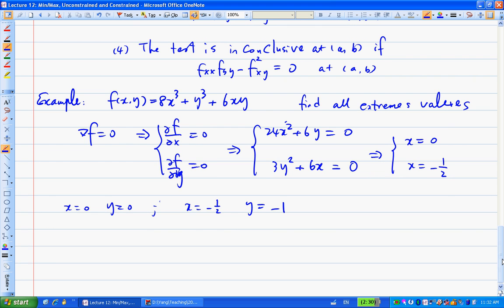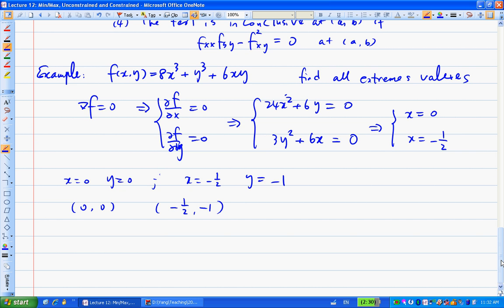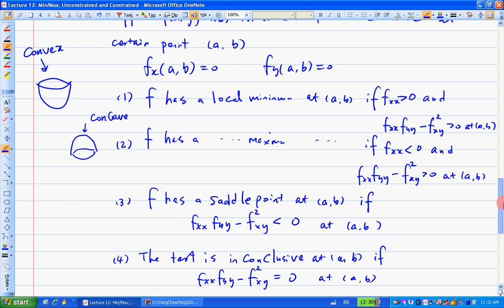So in other words, there are two critical points. One is 0, 0, and one is negative 1/2, negative 1. So the question comes to now, what are the critical points? Are they local min, local max, or are they saddle points? So now we take the second derivative test. Let's come back here.